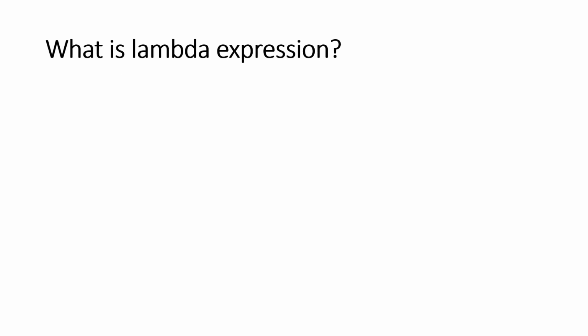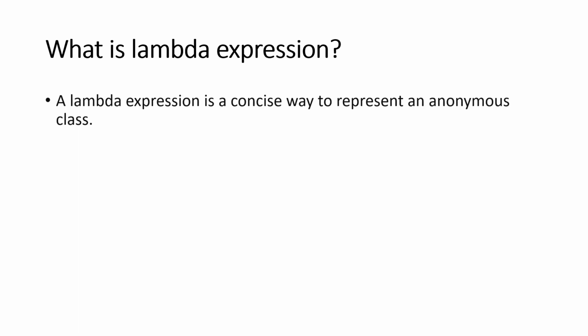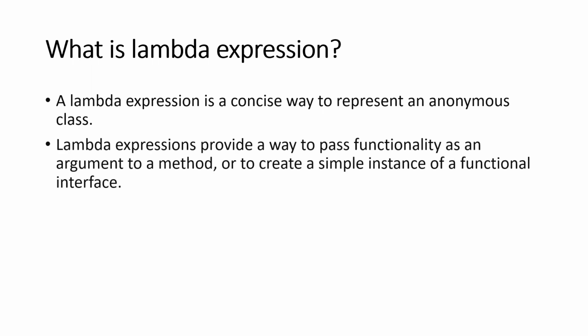What is a lambda expression? We will understand. We already saw one example with a lambda expression, but now we will see it in depth: what it is and how to define it. A lambda expression is a concise way to represent an anonymous class. Lambda expressions provide a way to pass functionality as an argument to a method, or to create a simple instance of a functional interface. Why do we say functional interface? Because whenever we use a lambda expression, the interface should have only one abstract method. The interface which has only one abstract method is nothing but a functional interface.